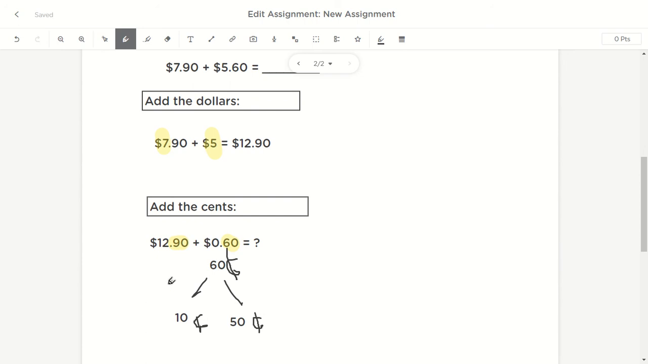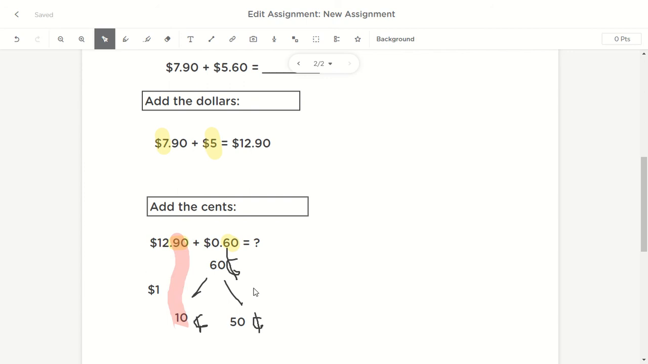Alright, okay. So why do I break it into 10 and 50 and not 30 and 30? Because you realize that these two will combine. I'm going to use a highlighter to show you. You realize that 90 cents and 10 cents will actually give you that $1, the whole dollar. Okay, and then you have 50 cents left behind.